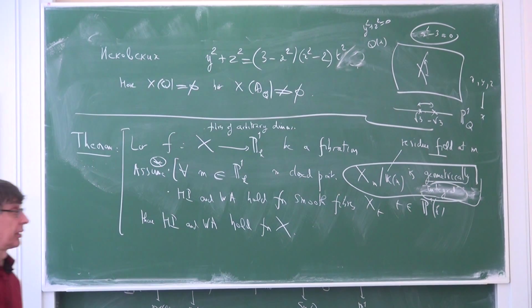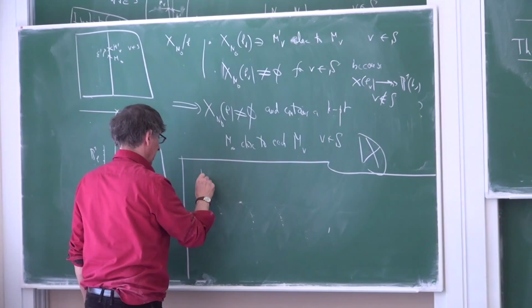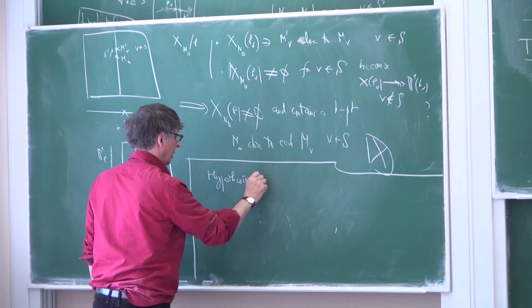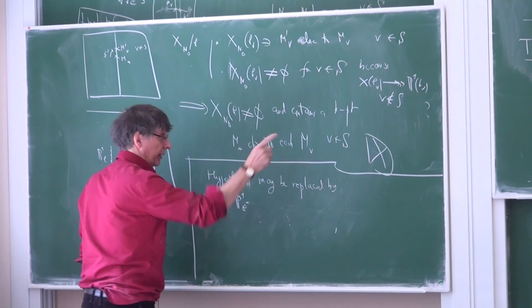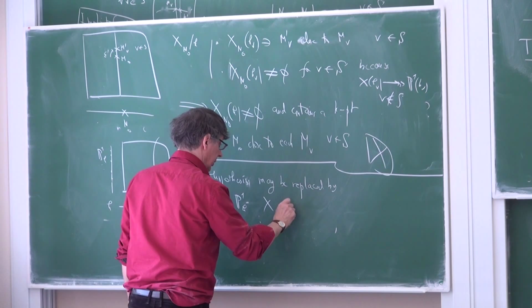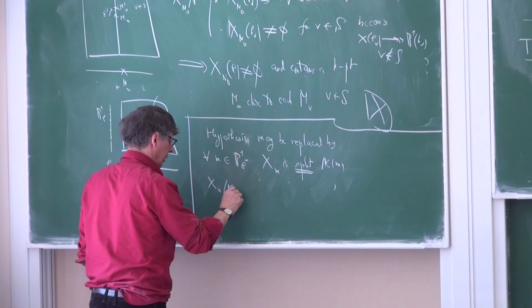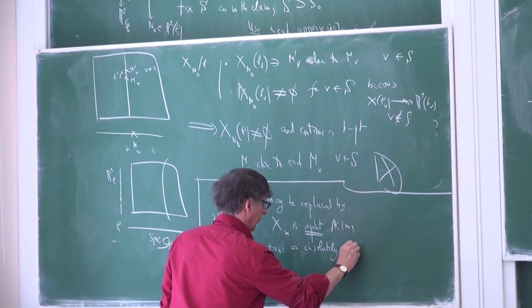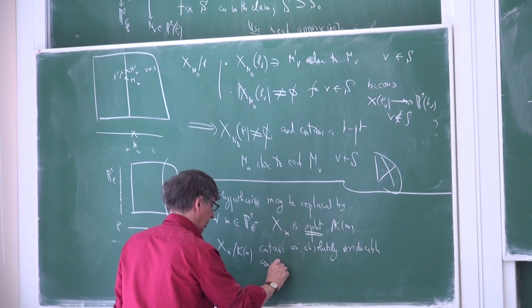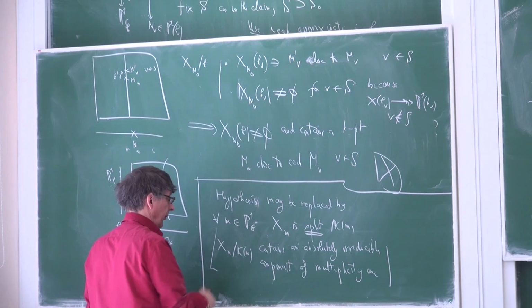I can make one comment about this, which is quite useful in practice: precisely this hypothesis may be replaced by this. Thank you for correcting this. For all m in P1 over k, X_m over kappa of m contains an absolutely irreducible component of multiplicity 1. That one is enough for the theorem.